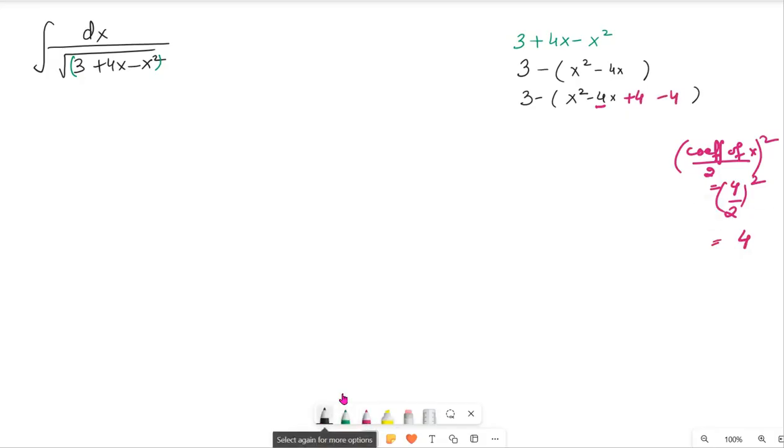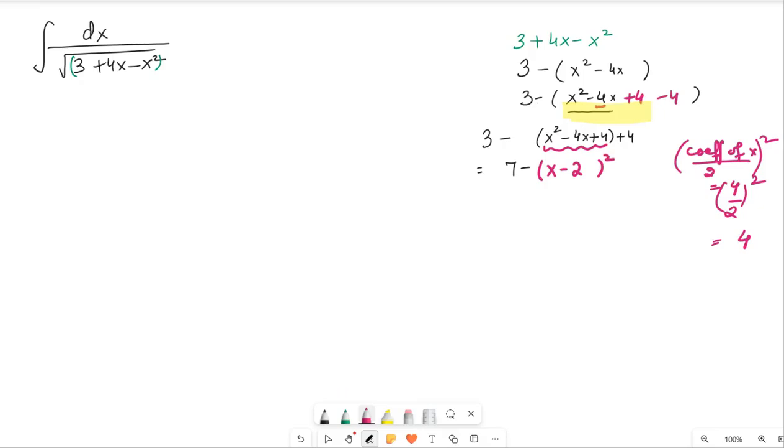Okay. Let's look at one more time. This looks like 3 minus. I'm going to keep this inside this portion here, but that negative 4 I'm going to bring out. So negative x squared minus 4x plus 4, negative negative plus 4 outside. 3 plus 4 is 7 minus. Now this part here is the square of x minus 2.